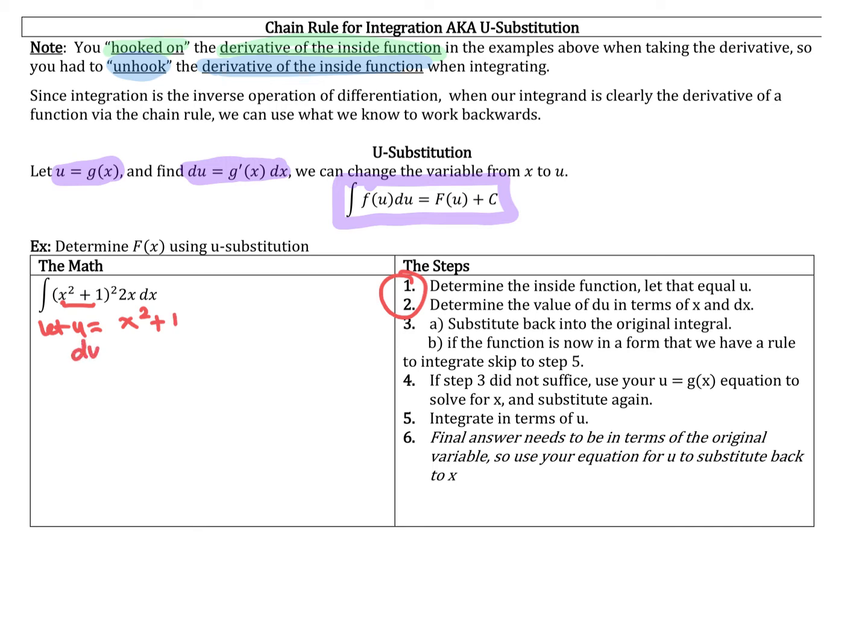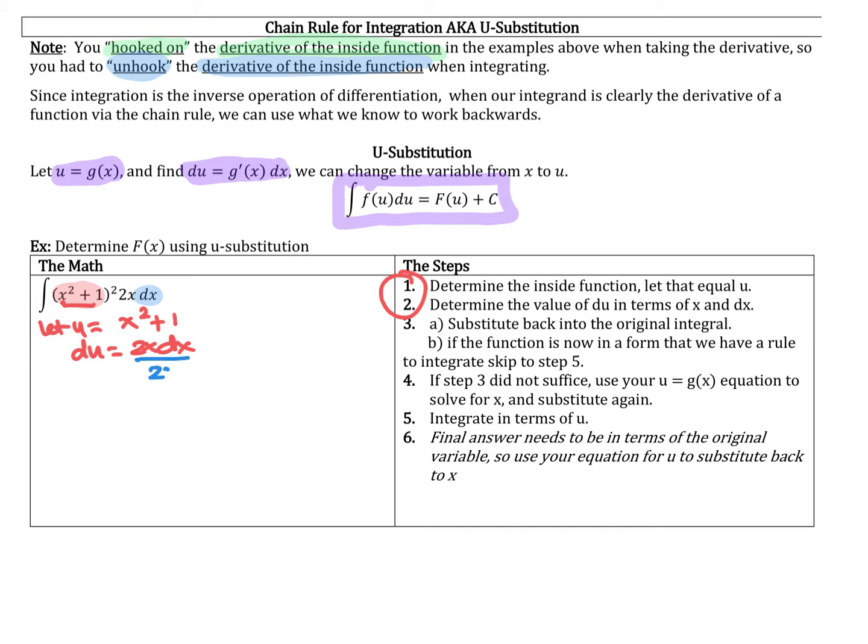Then you're going to take the derivative of both sides. So if I take the derivative of U, I get du. If I take the derivative of x squared plus 1, I get 2x dx, with respect to x. Now, I can replace this part of my integrand with U, but I need to also find a way to replace dx. If I'm going to rewrite this integral to be in terms of U, I need to rewrite dx to be in terms of du. So we're going to go ahead and solve for dx here.